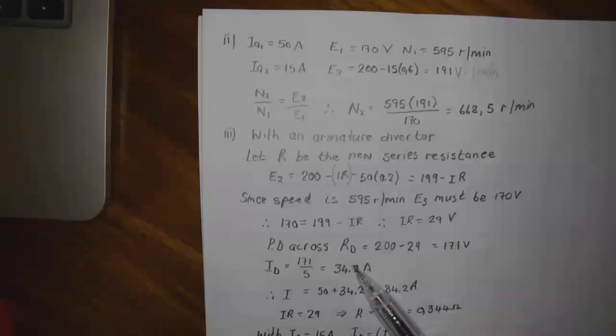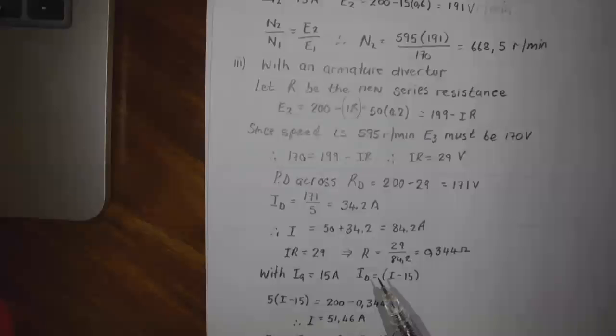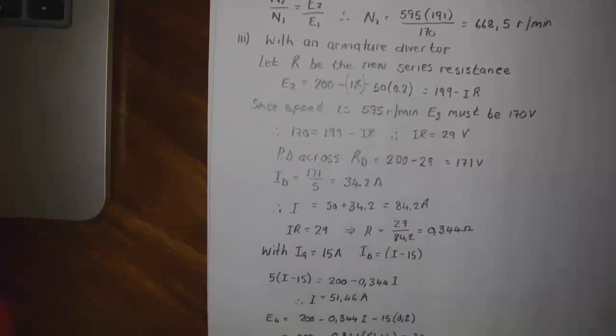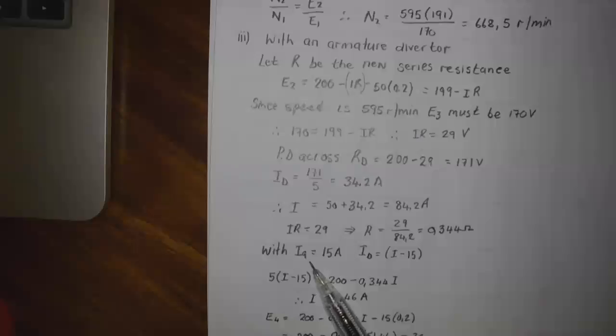So the PD across the resistance is 200 minus 29. That gives us 171 volt. And the diverter current is the voltage divided by the resistance. That gives us 34.2 amps. And therefore I is 50 plus 34.2, which gives us 84.2 amps. So if IR is 29, then R must be 29 divided by 84.2. That gives us 0.344 ohms.